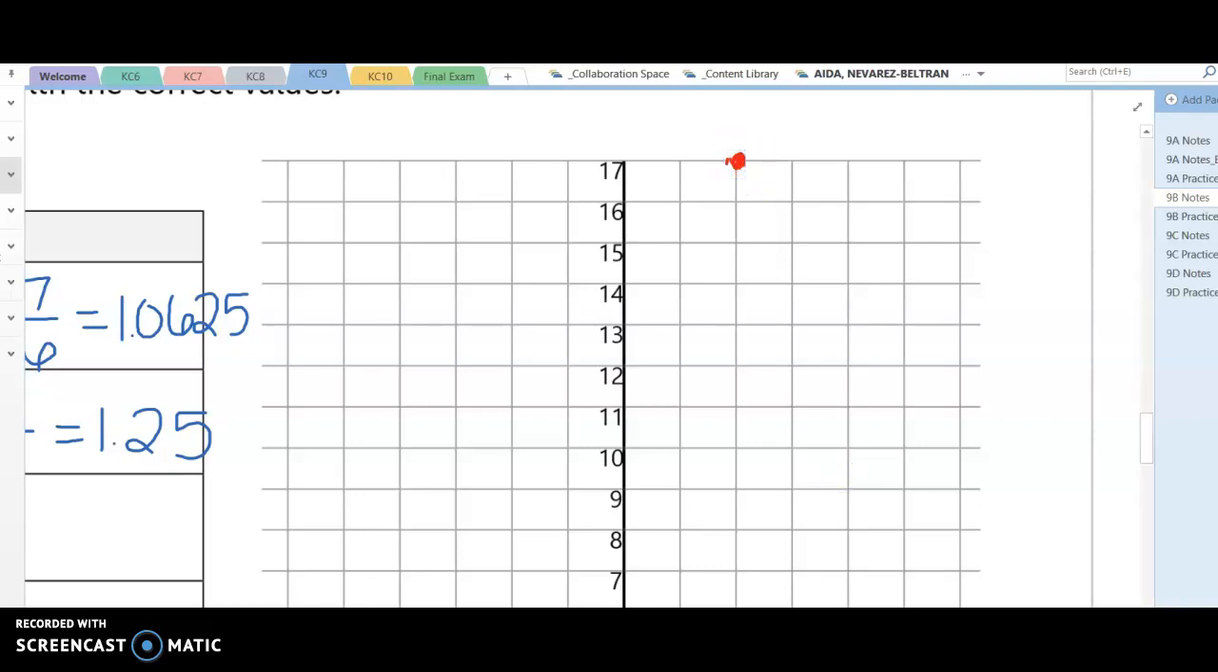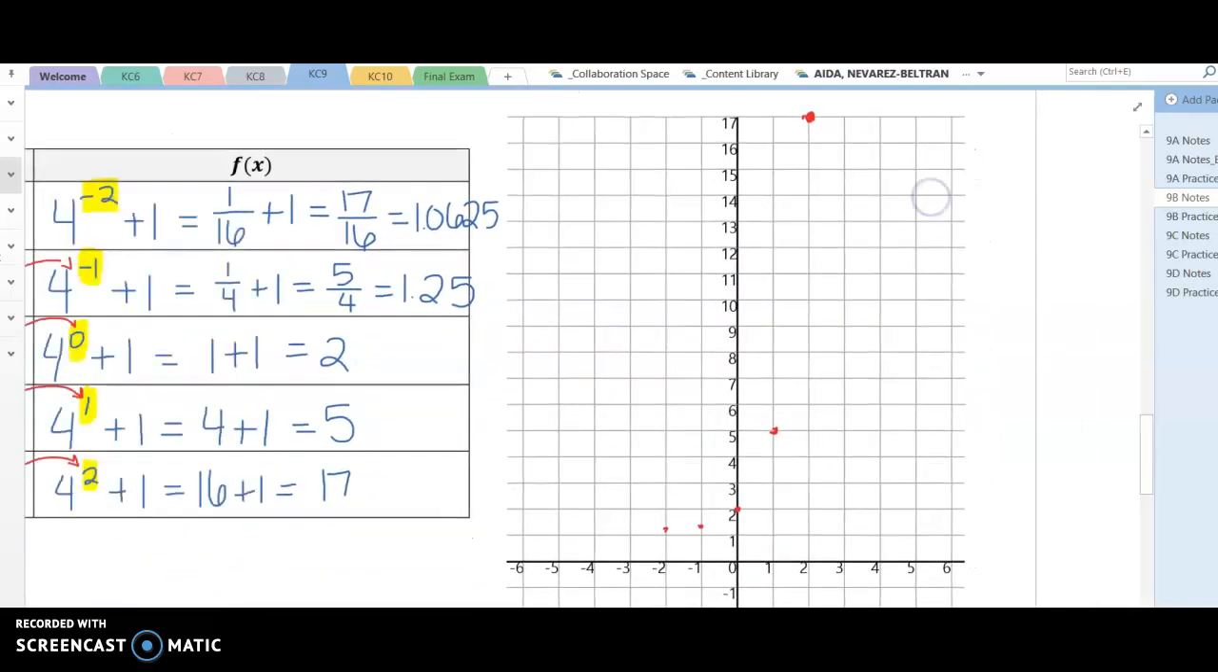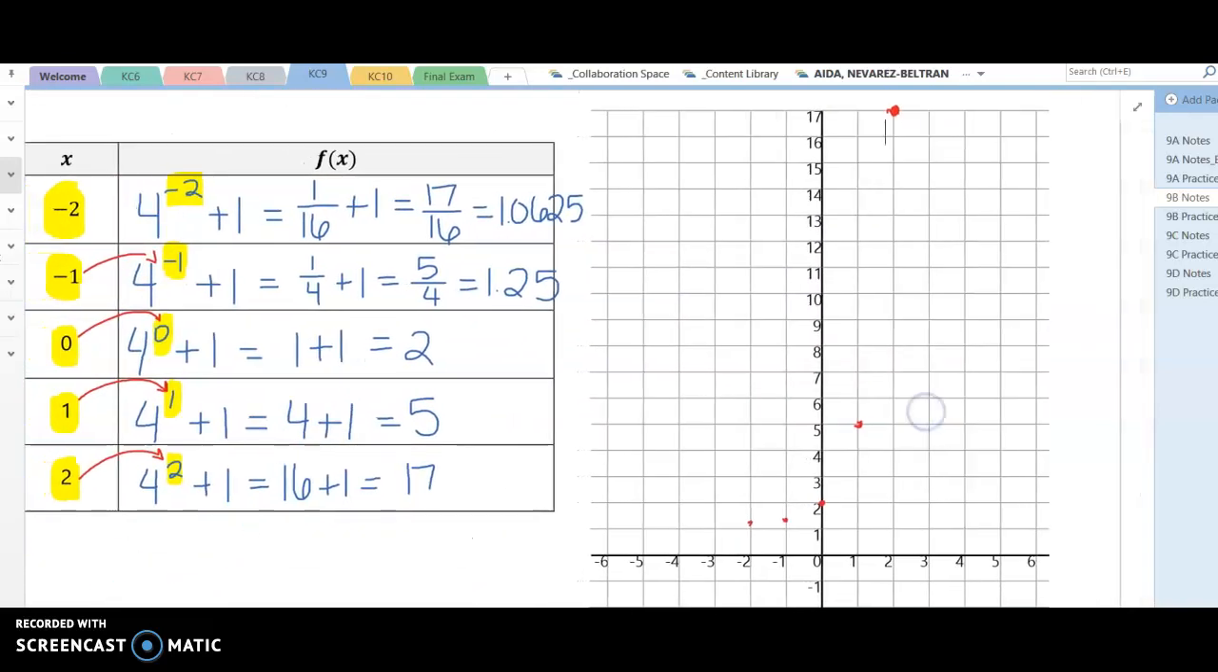Okay, so then you've got all of your points. You can tell it's exponential because it kind of grows by a little bit and then all of a sudden it starts to skyrocket. So you connect your points and boom, there it is.